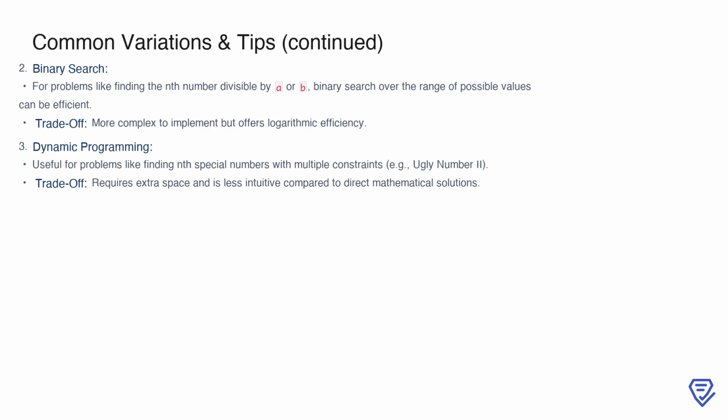Another viable approach is dynamic programming, which is particularly useful for problems with multiple constraints, like Ugly Number II. By building up solutions incrementally, you can efficiently find the nth special number. However, dynamic programming often requires extra space and can be less intuitive compared to direct mathematical solutions. The choice of approach depends on the specific problem requirements and constraints, but understanding these trade-offs will help you decide which method to use in different scenarios.